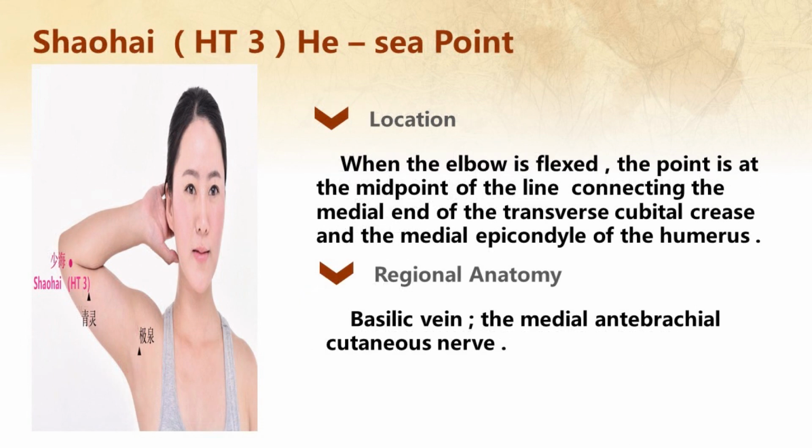The second point is Shaohai. The acupoint is located when the elbow is flexed. The point is at the midpoint of the line connecting the medial end of the transverse cubital crease and the medial epicondyle of the humerus. The location of this acupoint contains the basilic vein and the medial antebrachial cutaneous nerve.